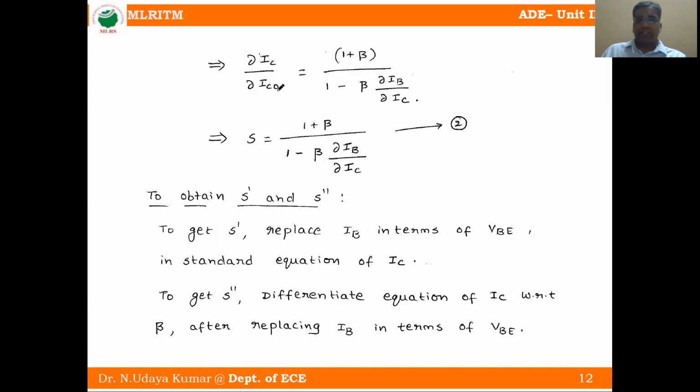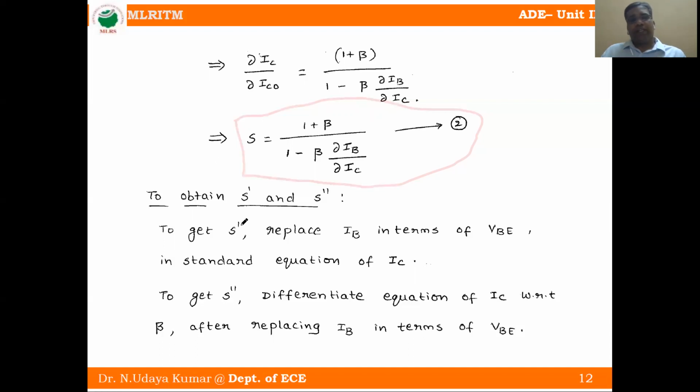Okay, so ∂IC/∂IC0 equals (1+β)/(1−β) into ∂IB/∂IC. So S is equal to (1+β)/(1−β) into ∂IB/∂IC. This is the stability factor. We have to calculate the stability factor for every amplifier, whether it is 0 or less than 1, or we will find what value it has. If the stability value is less than 1, it means it is more stable. If nearer to 1, it means it is unstable.